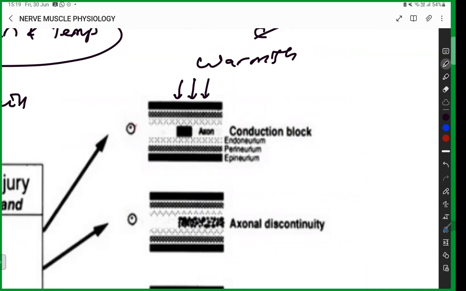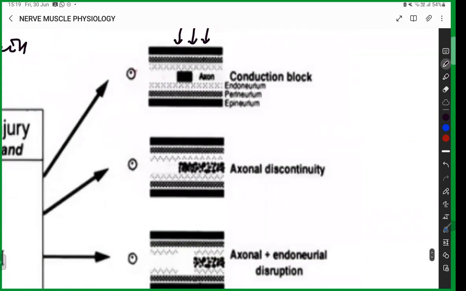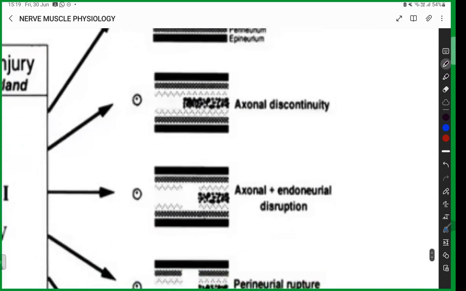Here there is no damage to the endoneurium, epineurium, perineurium. In the 2nd degree, you can see there is some injury to the axon. The encapsulating structures like your endoneurium, epineurium, perineurium are all going to be intact. Wallerian degeneration is going to start only at the 2nd degree. This is the first important MCQ. Wallerian degeneration occurs at the 2nd degree, not at the 1st degree. In the 3rd degree, when there is injury to the axon, the endoneurium is going to be disrupted. Epineurium and perineurium are going to be intact.